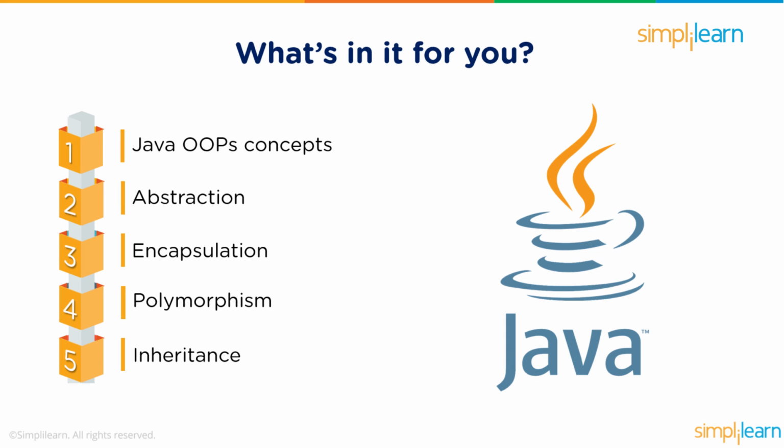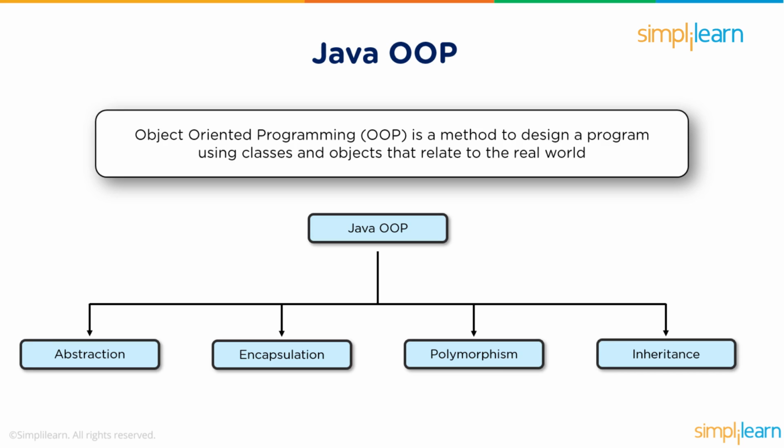So let's get started. So what is Java OOP? OOP means Object-Oriented Programming. OOP is a method to design a program using classes and objects that relate to the real world. We have four concepts of Java OOP: abstraction, encapsulation, polymorphism, and inheritance. Now let's look at each of them one by one.